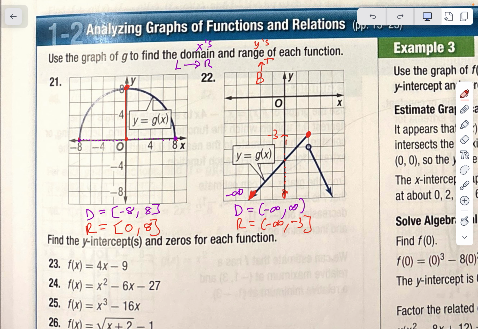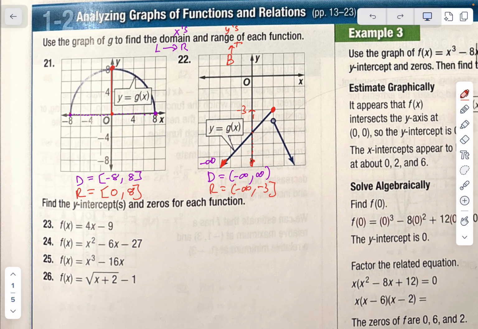Okay, everybody good with 21 and 22? How to find it from the graph. Domain are the x's, go from left to right. What x's do I come across? The range are the y's, go from the bottom of the graph to the top of the graph. And then that's what you look for every time, okay?